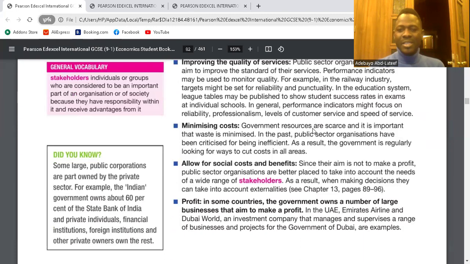Government resources are scarce, and it is important that waste is minimized. In the past, public sector organizations have been criticized for being inefficient. As a result, government is regularly looking for ways to cut costs in all areas.